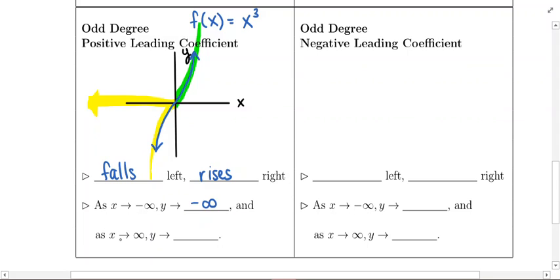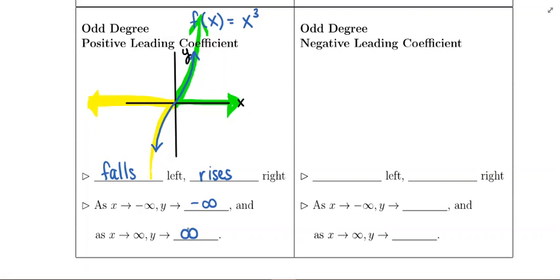But then if you look at your x values approaching positive infinity, so if your x values get more and more positive, so the x values are traveling this way, what's happening to their y values? They are going up, up, up forever. So their y values are approaching positive infinity. So that's how you would describe the end behavior of an odd degree polynomial with a positive leading coefficient. It's going to fall to the left, rise to the right.